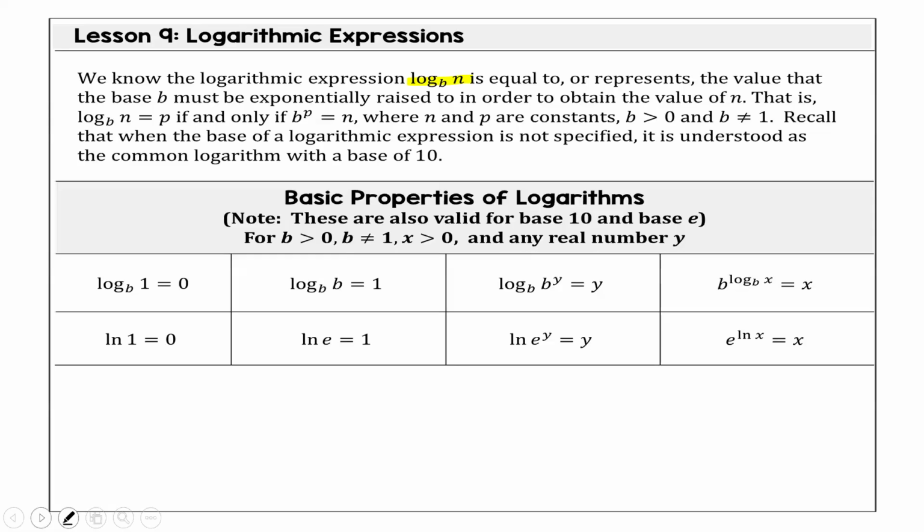Up first, we have our log of one rule. The log of any base of one is always going to be zero. That's because any base to the zero power equals one. Do you remember that? So that's our rule with one. Then we have log base b of b. If you're taking the log and the argument and the base are the same, it's going to equal one. That's the identity property.